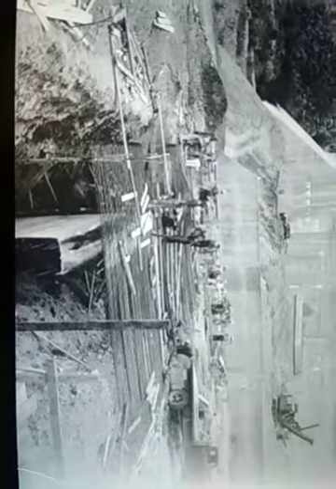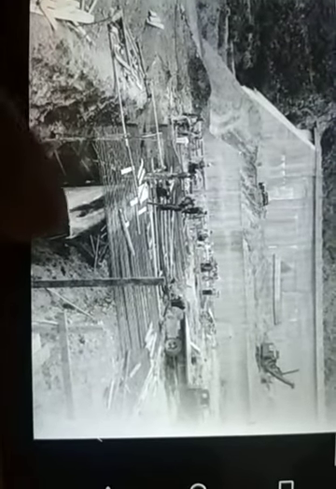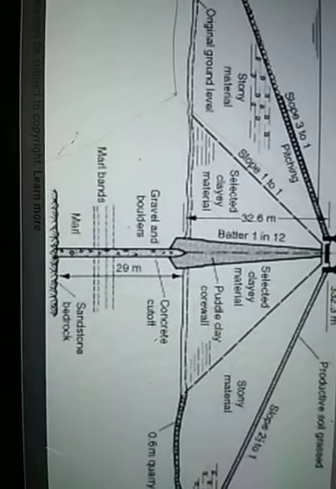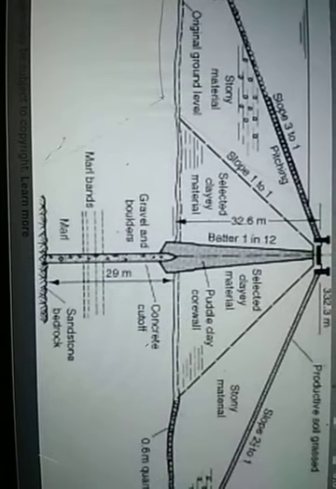So if you are able to see this picture, it is a dam construction. It is a picture taken during construction of a particular dam, in which the embankment side is provided in front of us, and a cutoff wall is being constructed here. Okay, this is another view of a cutoff wall. It is a type of concrete cutoff wall.